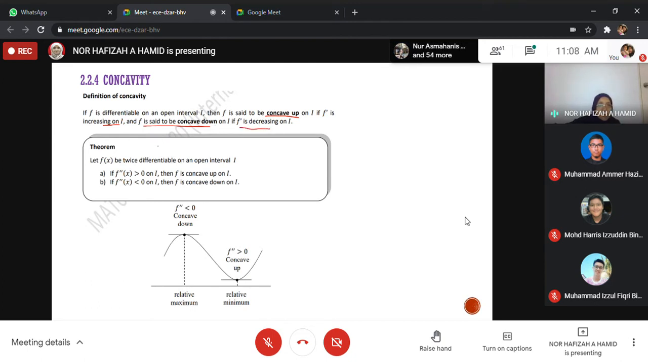Okay, so for the theorem, if f double prime x is greater than 0, then f is concave up, and if f double prime is less than 0, then f is concave down. Okay, so this is an example of the concave down, and then this one is an example of the concave up, turning upward, and this one turning downward.